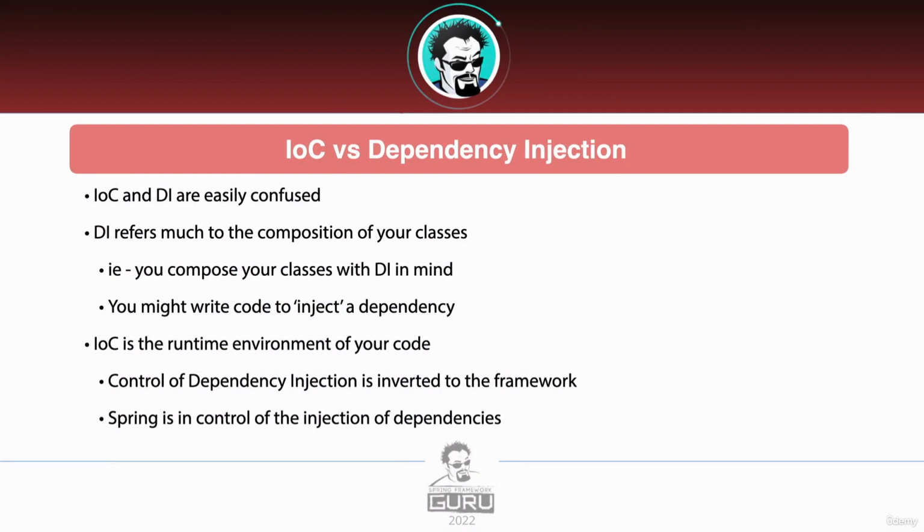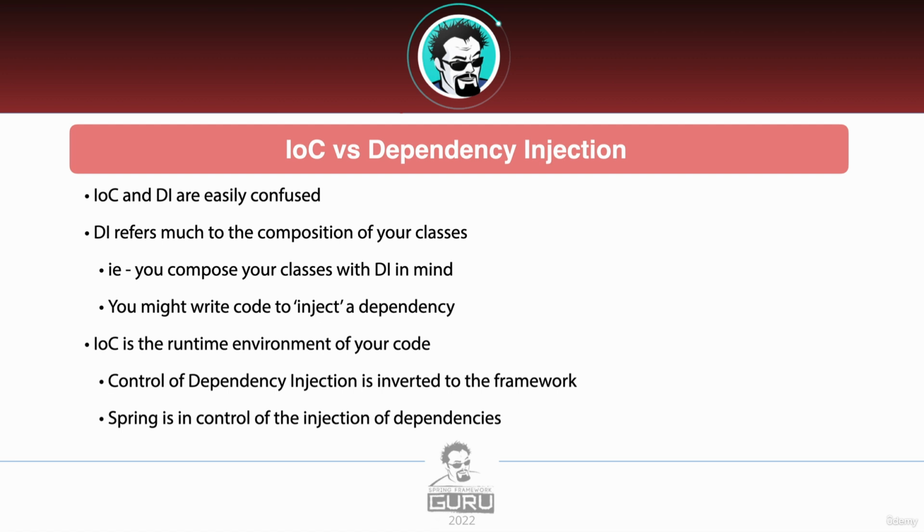Now, inversion of control versus dependency injection, these are really easy to confuse, especially if you're new to this type of programming. So dependency injection really refers to much of the composition of your classes. So you compose the classes you are writing with dependency injection in mind. You might even write code to inject a dependency for a unit test, and I'm going to demonstrate that coming up. So the act of injecting a dependency is technically dependency injection.